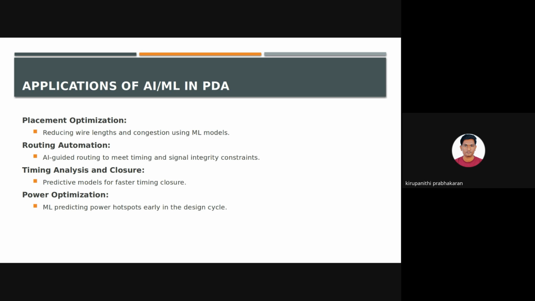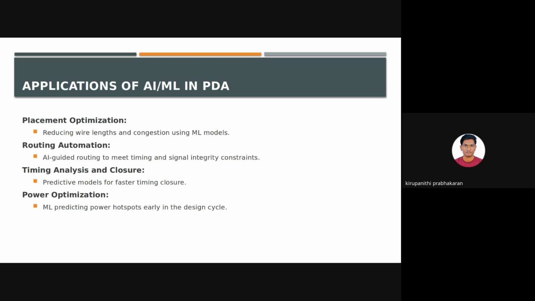Timing analysis and closure. The timing analysis ensures that the chip meets the required timing constraints, such as propagation time for signals between the logic gates. Timing closure is the process of iteratively adjusting the design to meet all timing constraints before fabrication.